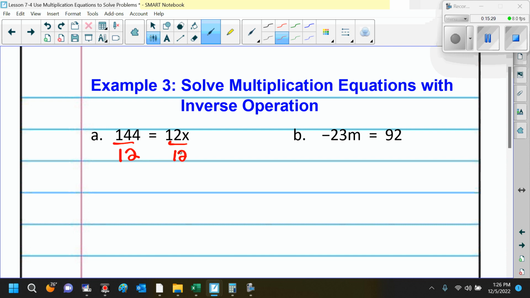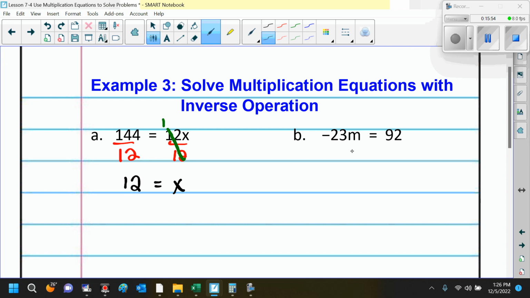So we divide by 12 on both sides. And over here, this 12 divided by 12 cancels to 1. And 1 times x is equal to x. And then on the other side, 144 divided by 12 is 12. And that's how you show your work. Is everybody clear? So let's take a look at letter B.